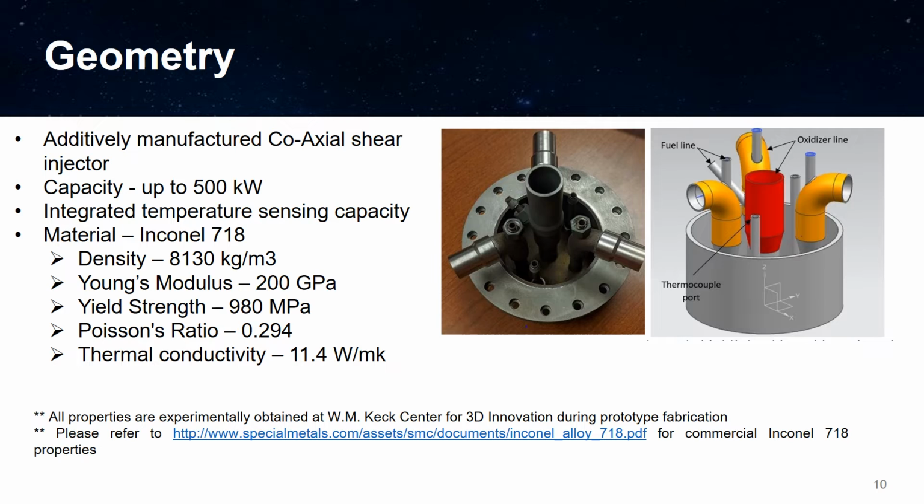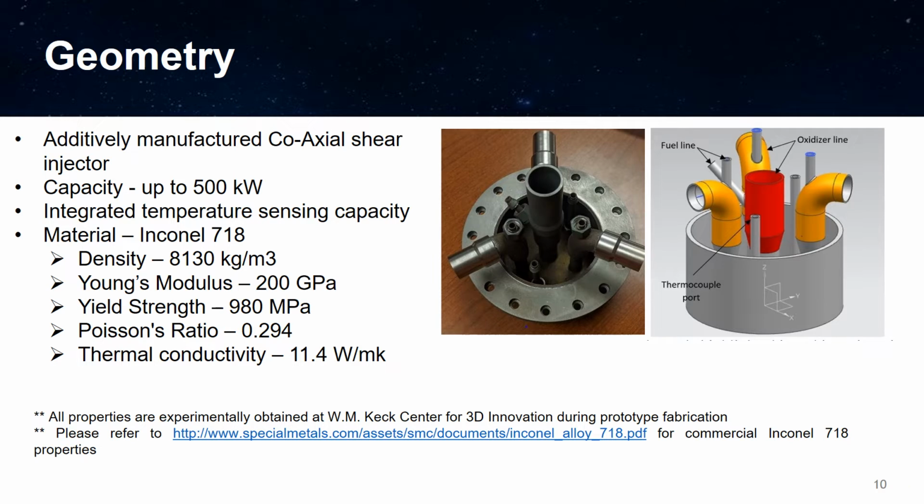Now, this injector has a capacity of around 500 kilowatts of firing input. It also has integrated temperature sensing capacity at the injector face, so we basically know what temperature it is facing during combustion in the supercritical cycle. The material used for this injector is Inconel 718. The density is about 8,000 kg per meter cube, with a Young's modulus of 200 gigapascal, yield strength of 980 megapascal, Poisson's ratio of 0.294, and thermal conductivity of 11.4 watt per meter Kelvin.